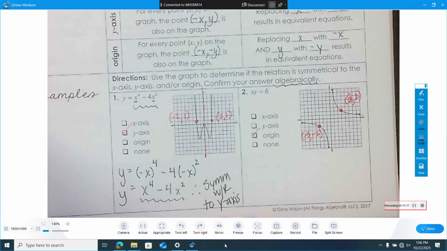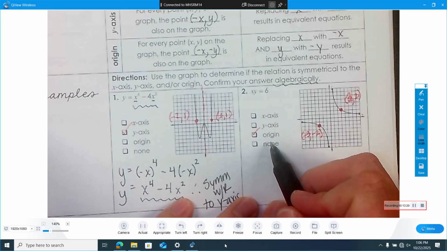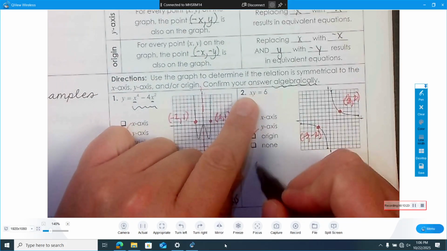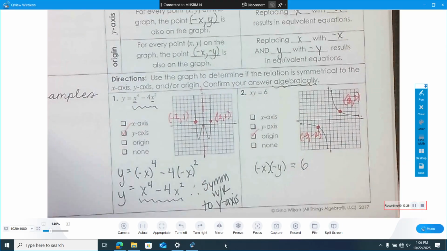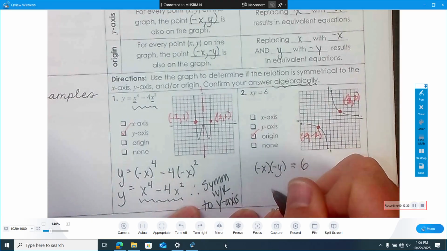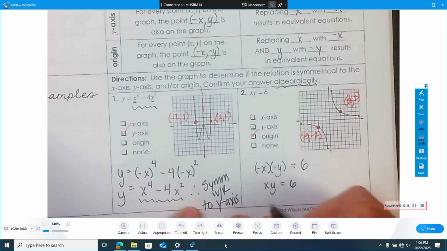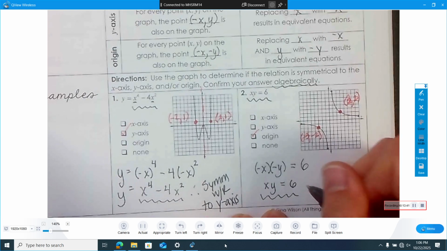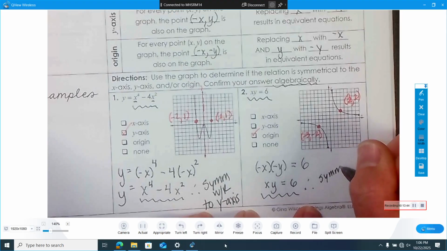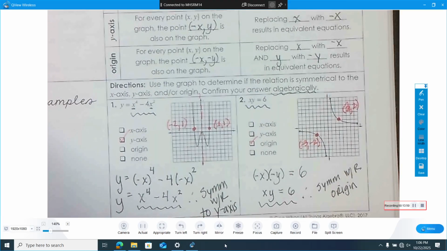Okay. So to prove that, to prove origin symmetry, I need to replace the x with negative x and the y with negative y, and then just do the math. What is negative x times negative y? It's xy. All right. And did what we finish equal what we started with? Yes. So therefore, symmetry with respect to the origin. Okay. Questions so far? Pretty easy, eh?